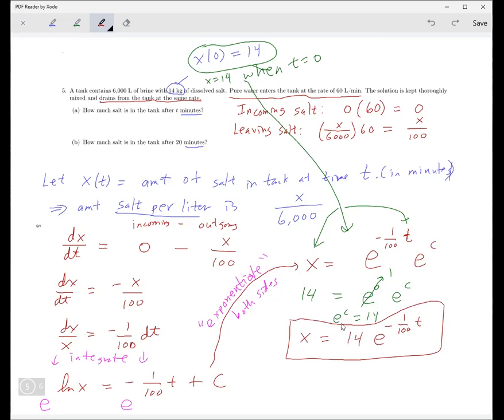Namely, it would be just this piece. So you just put in this 14 e to the negative 1 over 100 t. And that's for part A.